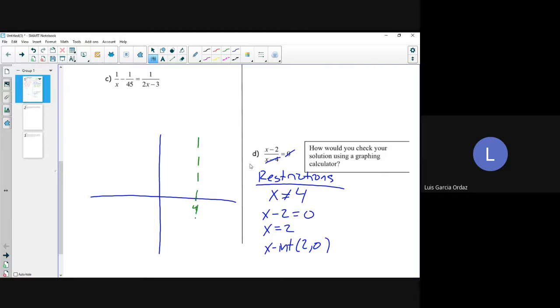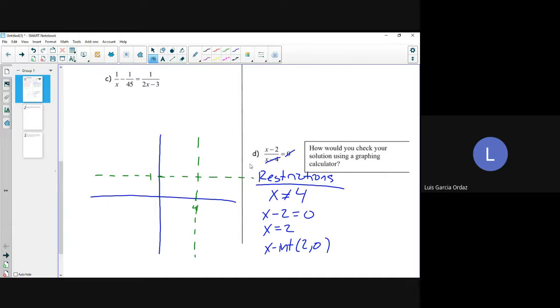Do we have a horizontal asymptote? Is it at 1? It's at 1 because x and x have the same degree and the numbers in front of them are just an imaginary 1. So our horizontal asymptote is at y equals 1.